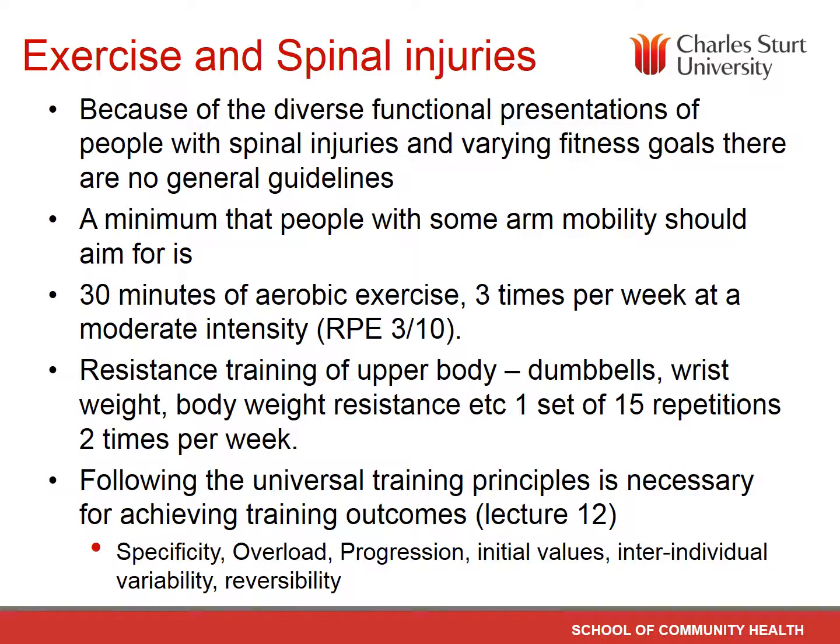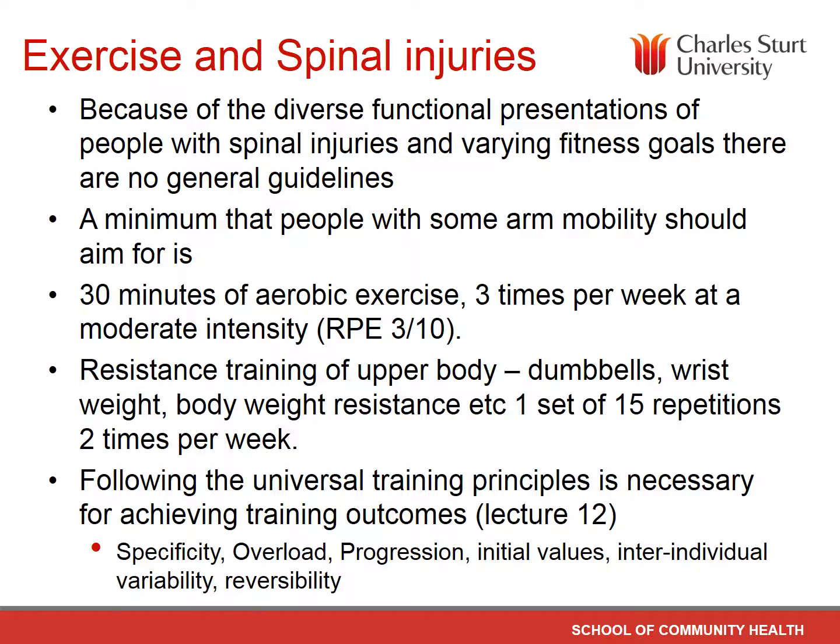Now, resistance training of upper body in some instances can be performed. Again, it depends what the level of spinal injury is, but you can use things like dumbbells, wrist weights, body weight resistance as well. And you might consider starting with one set of 15 repetitions 2 times a week. And then consider increasing the weight before you increase the repetitions or the frequency of the sessions.